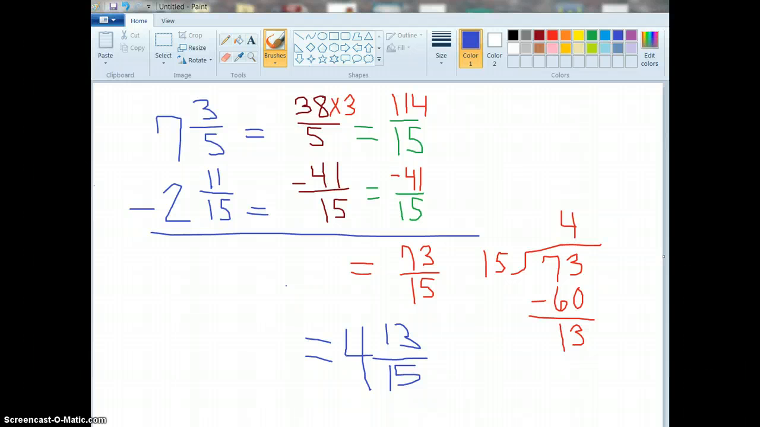So again, changing both mixed numbers to improper fractions is another way to add or subtract mixed numbers. And plus, you avoid having to borrow with subtraction. In the next video, I will show you another way to subtract mixed numbers with the borrowing method.